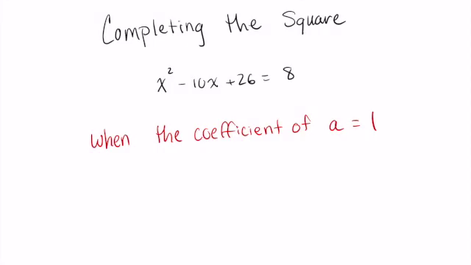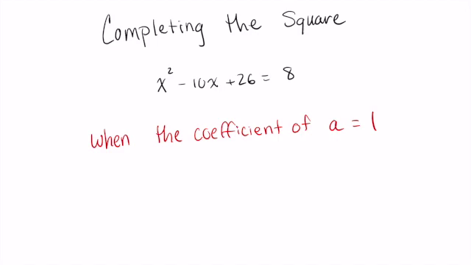What's going on, everybody? In this video, we're going to focus on completing the square, specifically when the coefficient of a equals 1. Completing the square is another way for us to solve for x. We have the quadratic formula, factoring, and factor by grouping, and completing the square is just another method for doing that.